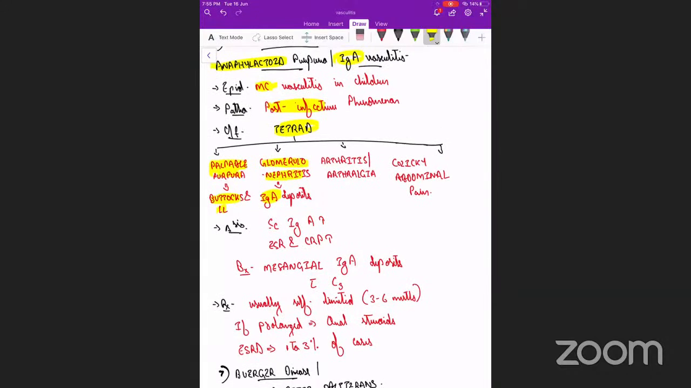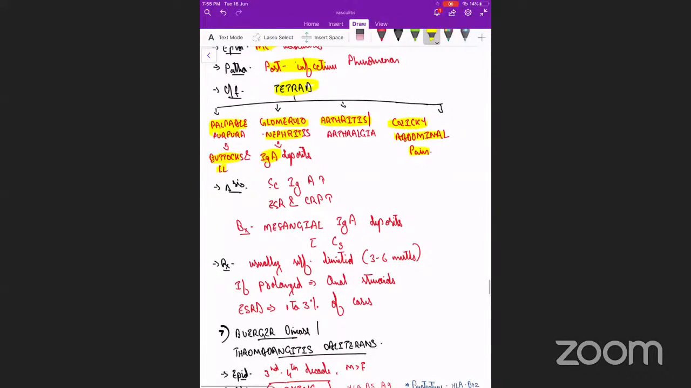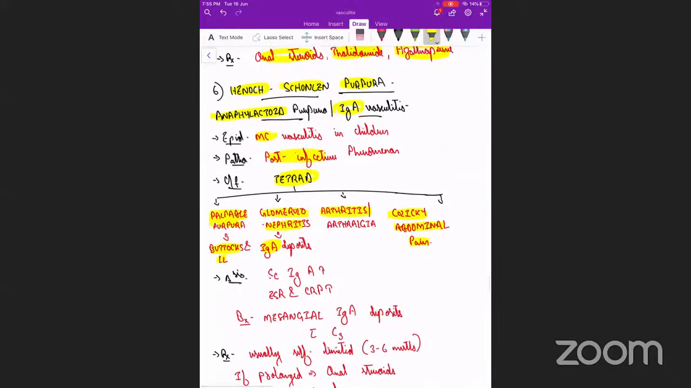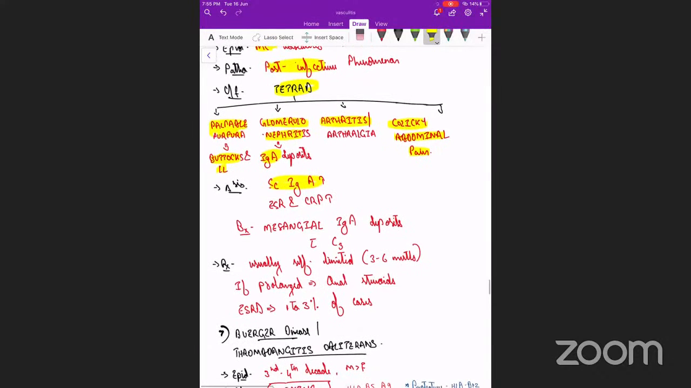Next, arthritis or arthralgia will be there, followed by colicky abdominal pain. Because these deposits go and block the arteries, which leads to colicky abdominal pain. Diagnosed by what is important? It is IgA vasculitis. So what do we expect? We expect serum IgA to be high along with ESR and CRP.